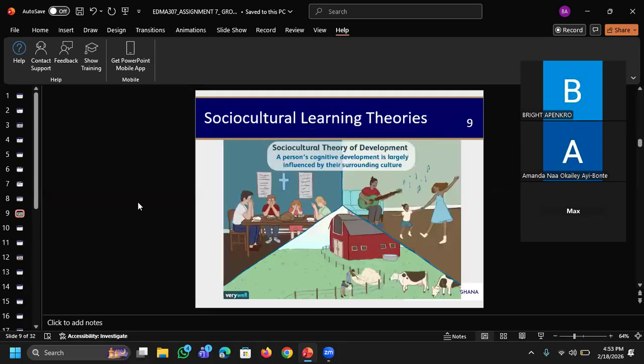Next. Theories, social and cultural. It's in its name: sociocultural learning theory, sociocultural theory of development. A person's cognitive development is largely influenced by their surrounding culture. We can see that mainly from the constructivist point of view, that our surroundings also have a say in how we are brought up educationally. Next slide.